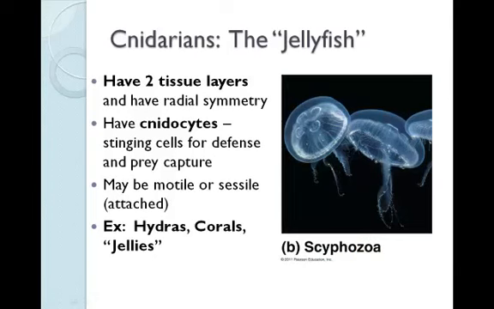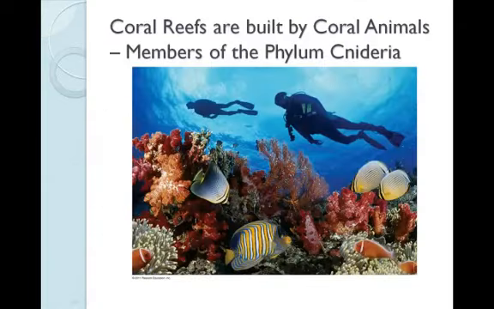The next phylum is the phylum Cnidaria. Have you ever heard the term jellyfish? Actually, the so-called jellyfish are not fish at all. Rather, they are members of an invertebrate phylum called the Cnidarians. The Cnidarians have 2 tissue layers in a radially symmetrical body plan. Cnidarians also are known for their cnidocytes or stinging cells that they use to capture prey and for defense. Cnidarians can either be motile or swimming, or in some species they are fixed or sessile organisms. The cnidarians include the hydras, the jellies, and the corals.